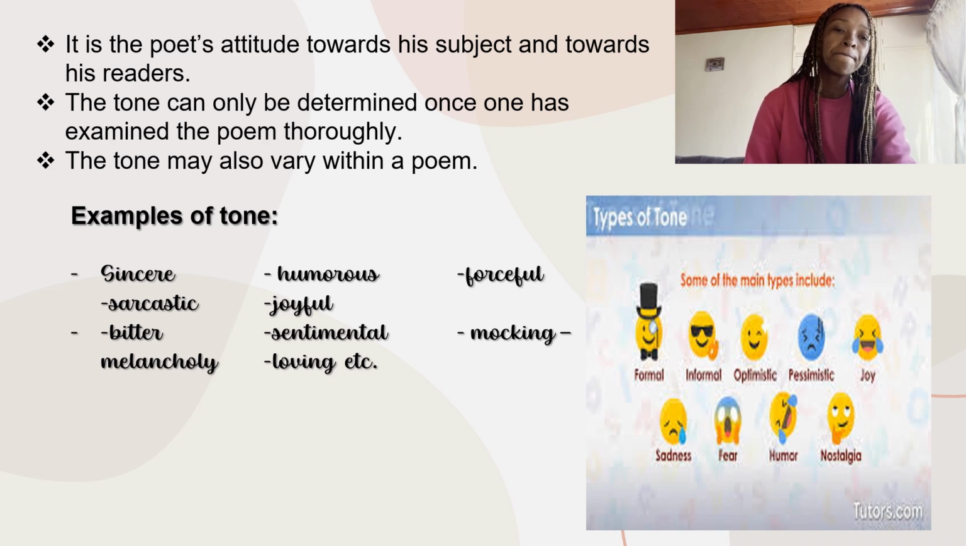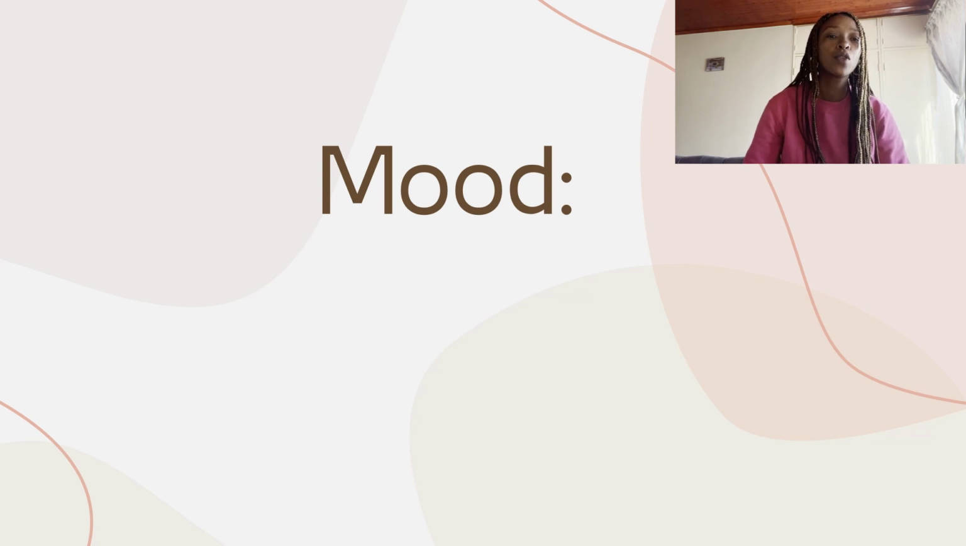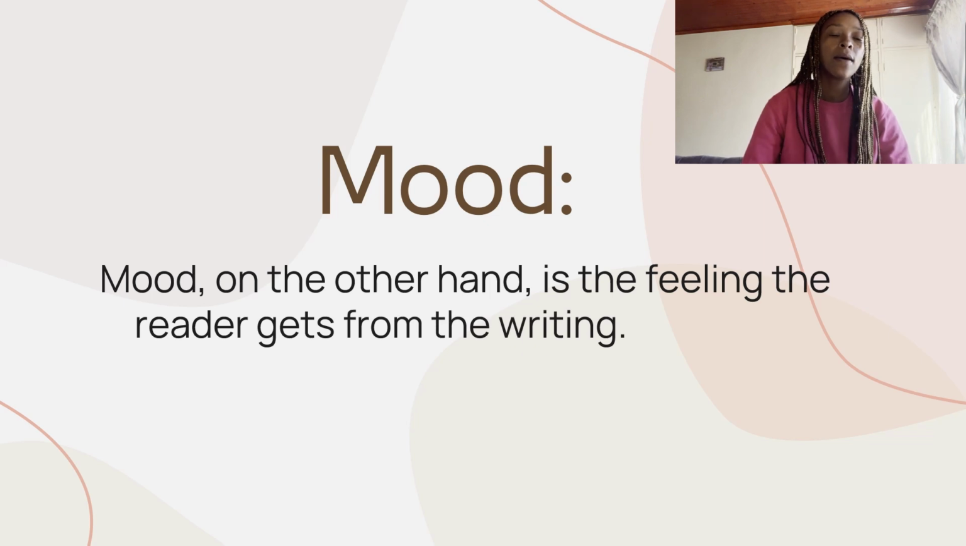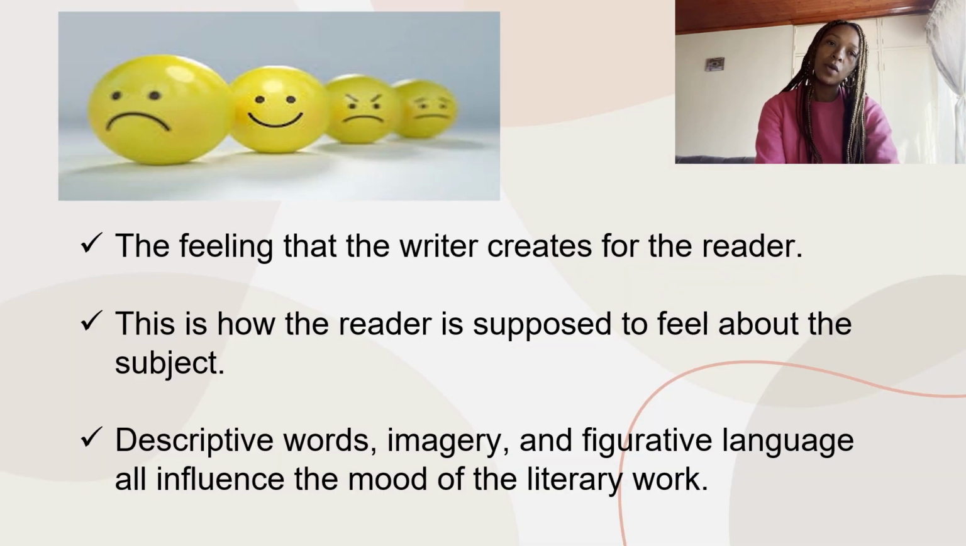As we move on, the next idea when it comes to poetry that I'd like to focus on is the mood. The mood of the poem needs to be established. The mood is just the feeling that the reader gets. So the tone is what the poet expresses to his reader, while the mood is what we as the readers feel when we read the piece of writing. The feeling that the writer creates for the reader. That's what mood is. This is how the reader is supposed to feel about the subject.